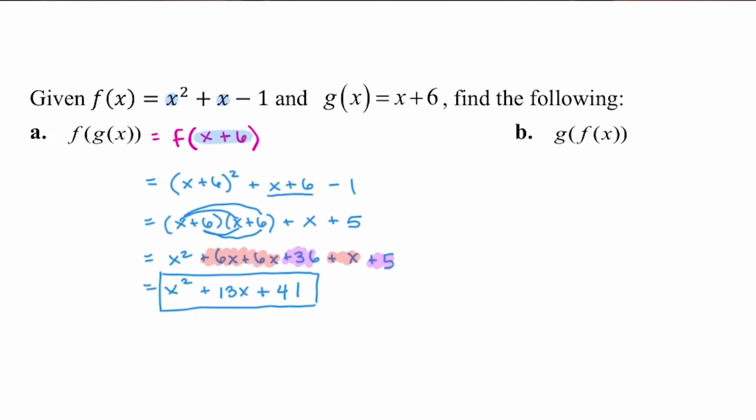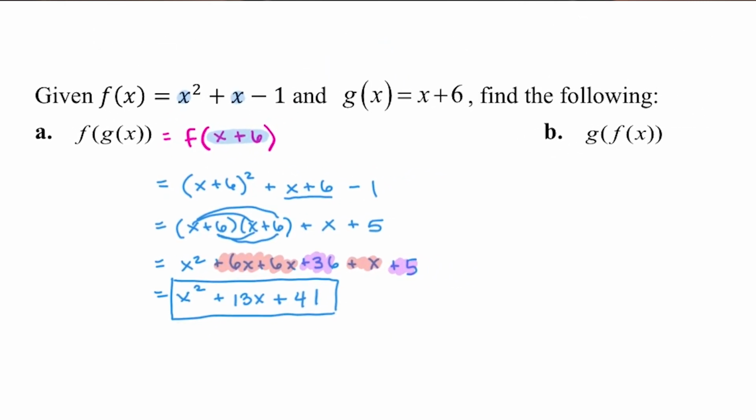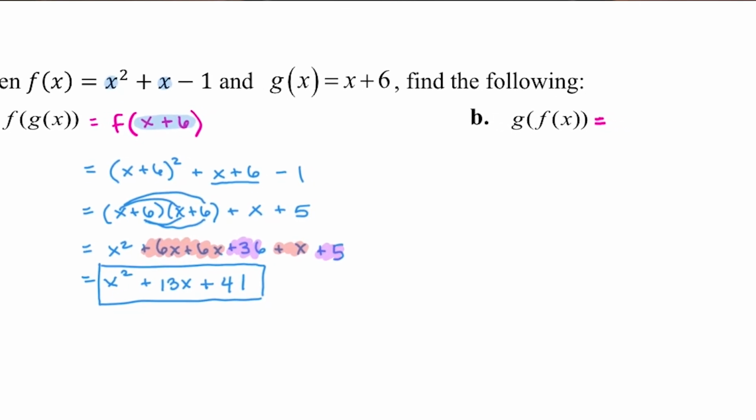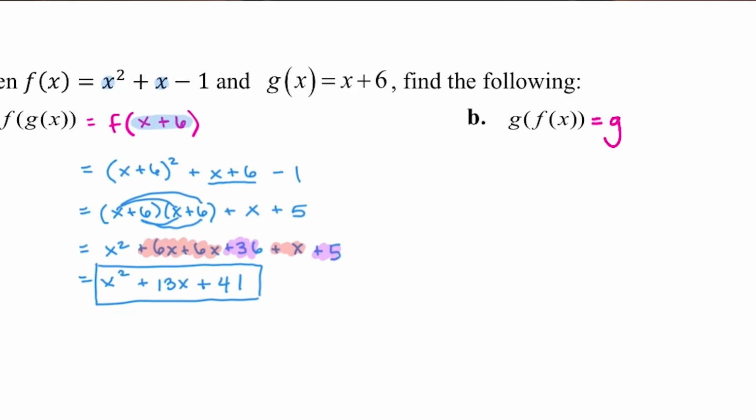This last one over here is g of f. We are using the same functions, but you will not get the same answer if you go the other way around. This time we're plugging f into g. So if we do that, I'm just going to replace f with what f actually is, which is x squared plus x minus 1. So we're going to take this whole thing in here, and we're going to substitute that in for x in g now.